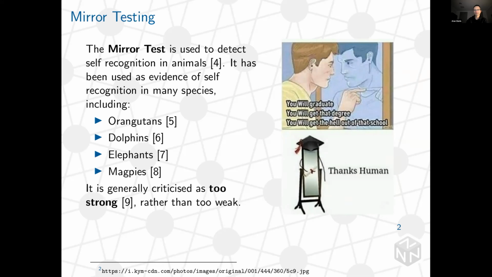So it sounds like, if that's the criterion for the test, then wouldn't, for instance, a social insect swarm that rejects a foreign insect be passing the same test?